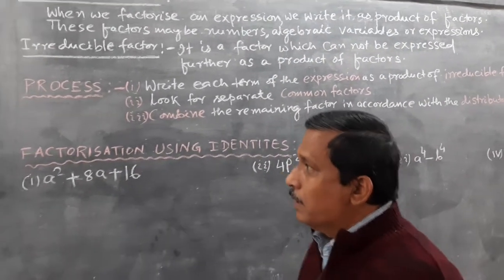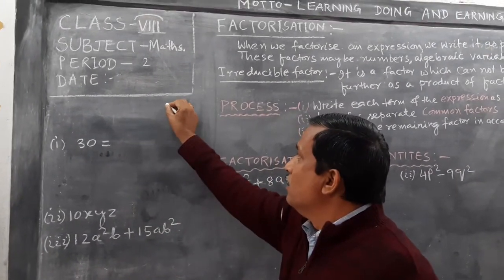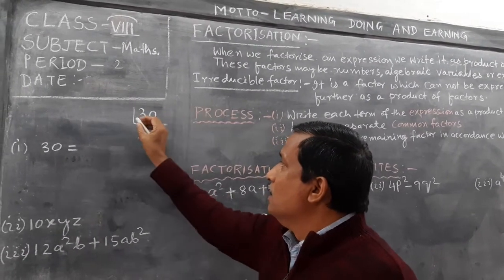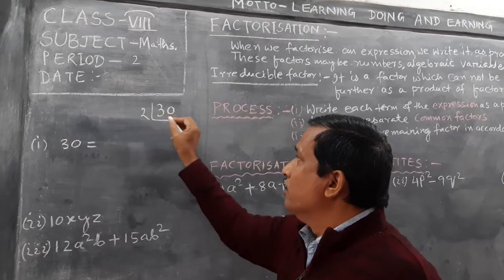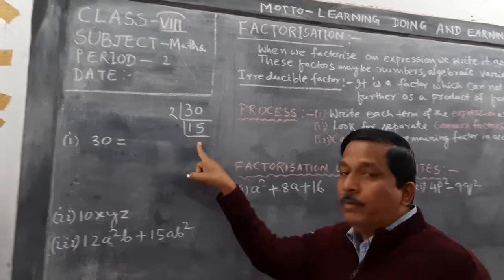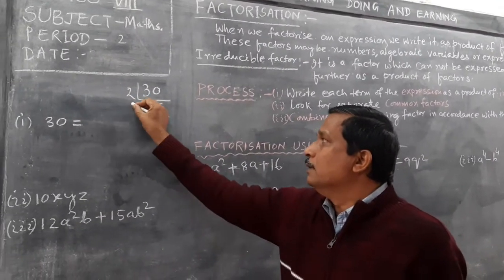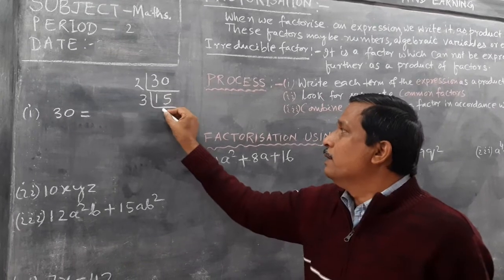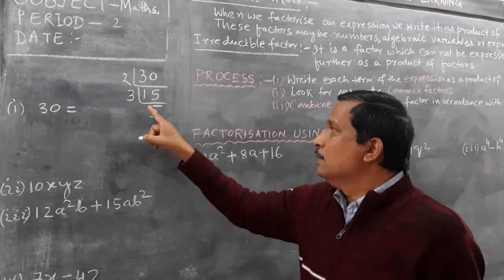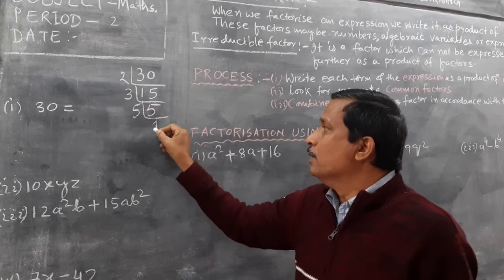See here, for an example, you are taking 30. Suppose you want to find the factors of 30. So you divide by 2. Now it is 15. Now it is not divisible by 2. So if it is not divisible by 2, you take 3. Now 3 5s are 15. Now again you see it is not divisible. Suppose you divide it by 5, then automatically it is 1.